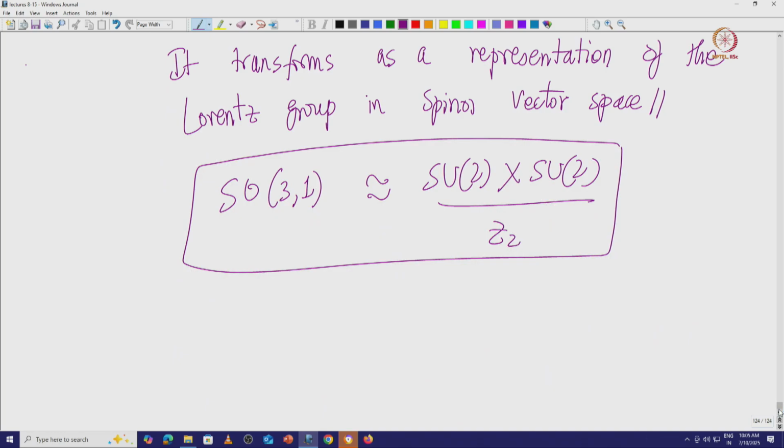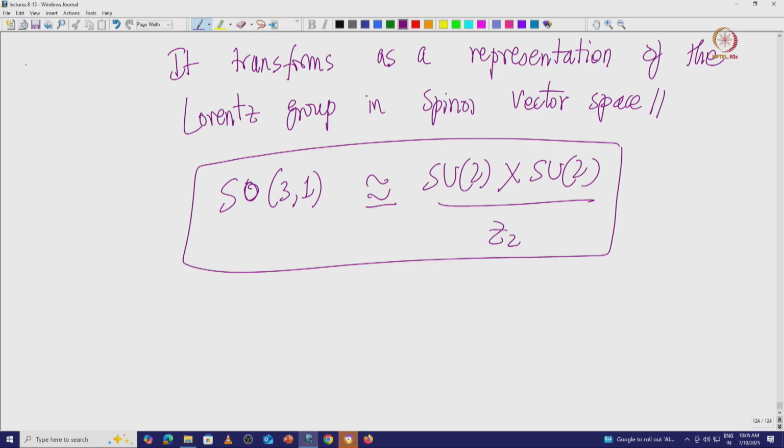So the simplest thing is to start by saying that it transforms as a representation of the Lorentz group in a spinor vector space. So spinors form a vector space, and the group spanned by the spinor vector space is called different things depending on the group, like unitary groups or Clifford algebra and so on. But we don't have to worry about the detailed mathematical structure. What I want you to appreciate is this: let's take one mathematical fact and then we'll build upon it, and then things become easier essentially.